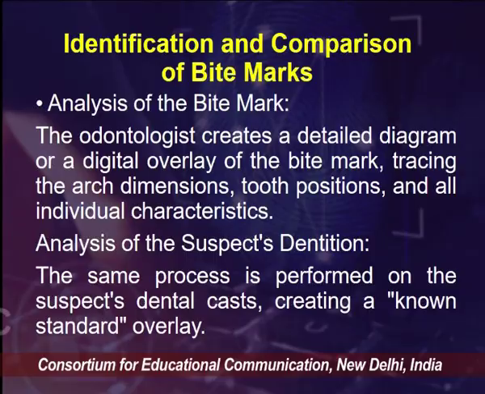Now we have to identify and compare. For that, the odontologists create a detailed diagram or a digital overlay of the bite mark, tracing the arch dimensions, tooth positions and all individual characteristics. Then we analyze it with the suspect's dentition. The same process is performed on the suspect's dental cast and they create a known standard overlay. So now we have the analysis of the bite mark from the crime scene on one side and the suspect's dentition on the other. Then we go for the comparison technique. Either the suspect's dental cast is physically placed next to a 1:1 photograph and we compare directly.